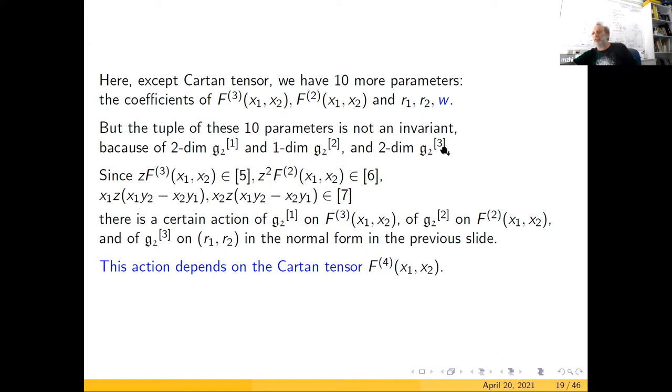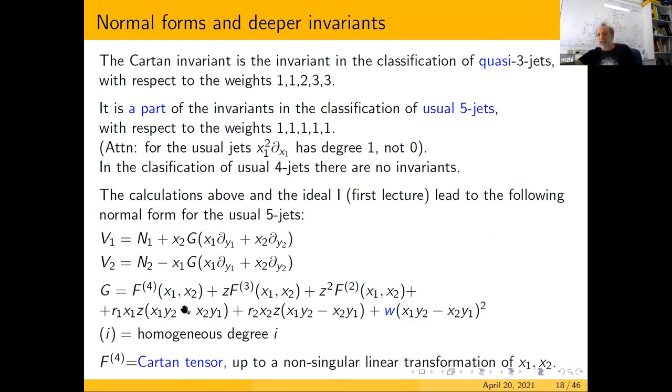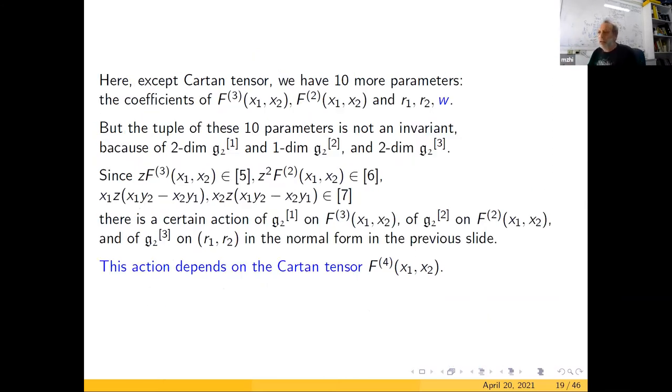Well, you remember this condition of G2 corresponding to quasi-homogeneity. But we have this five-dimensional space: two-dimensional for this part, one-dimensional for this part, and one-dimensional for this part. And now these 10 parameters can be modified using this five-dimensional vector space. And how can they be modified? It's a certain action. It requires calculation, but the main thing is that this action depends on the Cartan tensor. How they can be modified now, the form of the Cartan tensor will be involved.